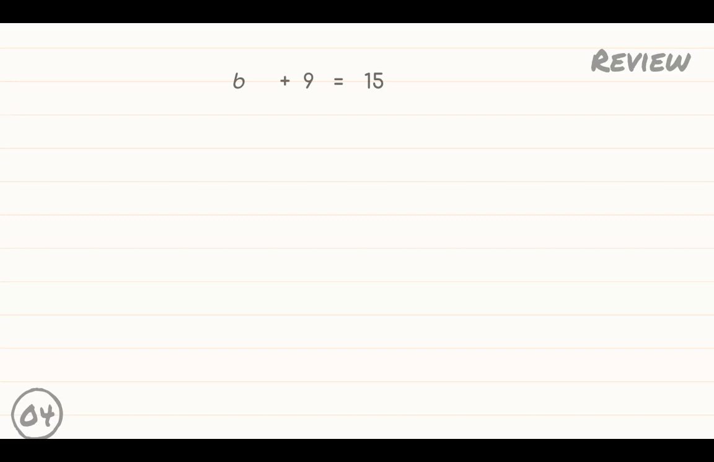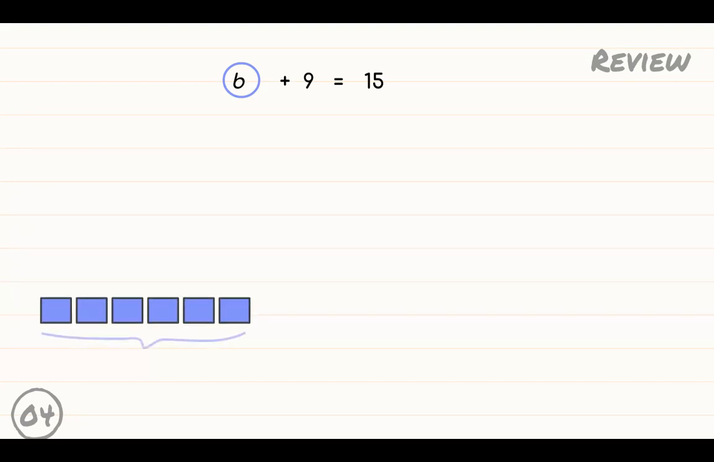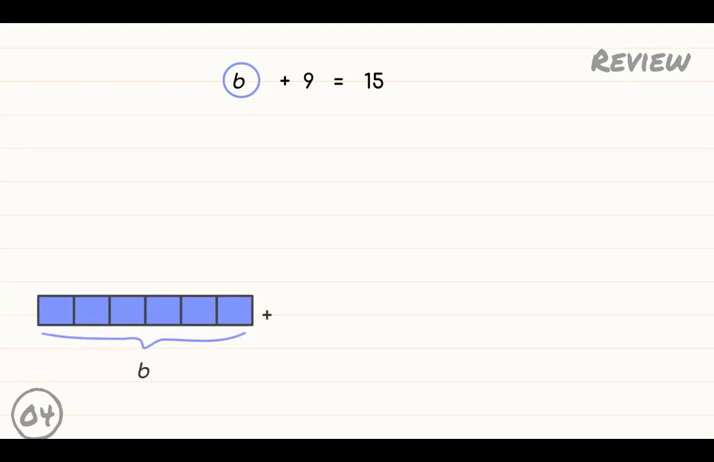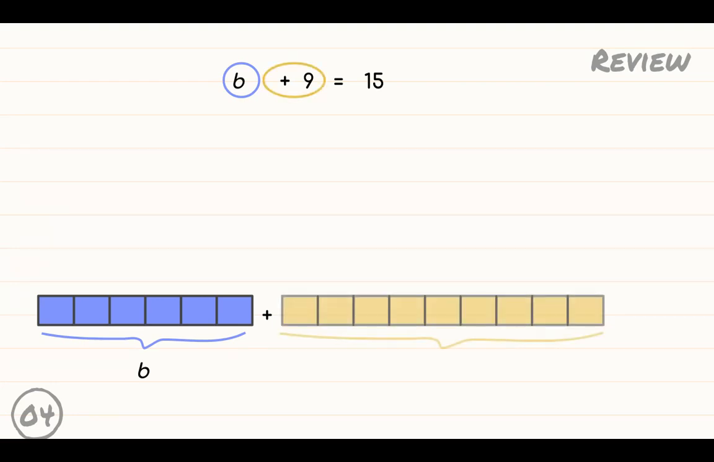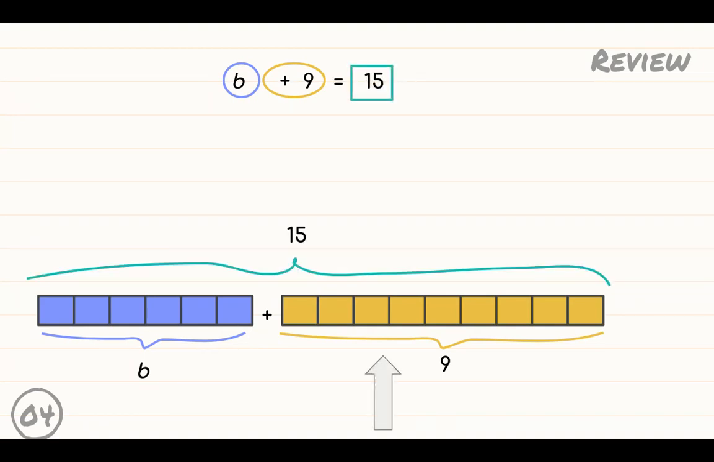Remember last week when we tackled b plus 9 equals 15? We had an unknown variable, so we drew a tape diagram that represented that unknown variable, and we added that to the known value of 9. And we also knew that the entire figure was 15, so we had a value of 9, and we had an unknown value. And together, they make 15. So we can solve.